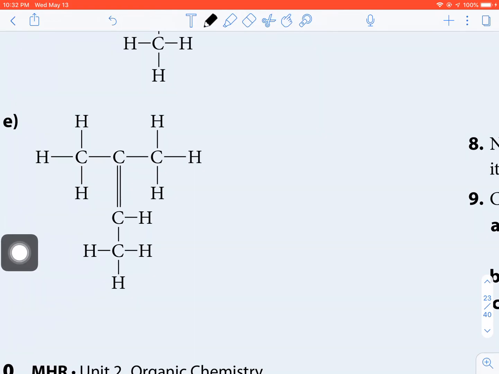And if I say, where is the double bond? If I count from this end, it's after the 2nd carbon. If I count from this end, it's after the 2nd carbon. So I know that it's going to be 1, 2, 3, 4 but 2-ene.